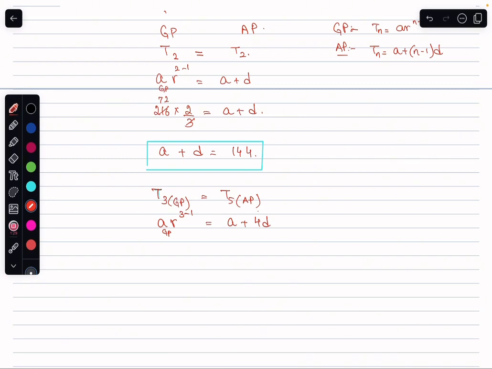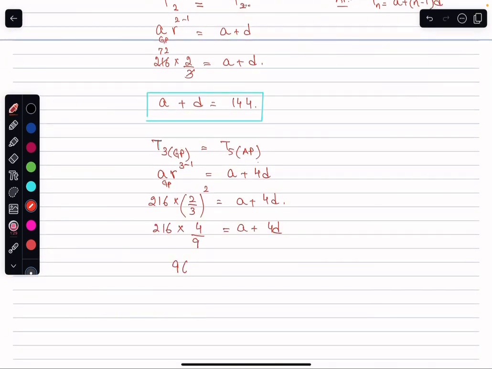So here the first term for the geometric progression was 216, times 2 by 3 to the power 2, squared, and this shall be equal to a plus 4d. So this equals 96, which equals a plus 4d. Or in other words, a plus 4d equals 96 here.